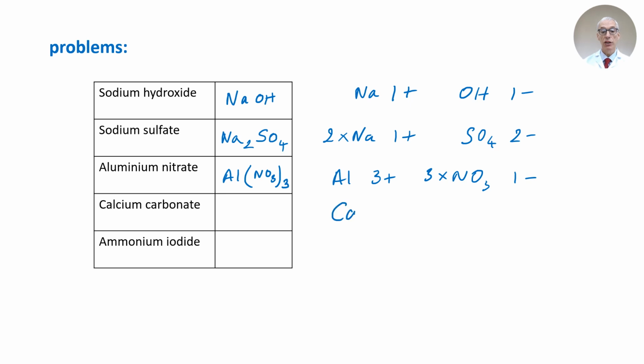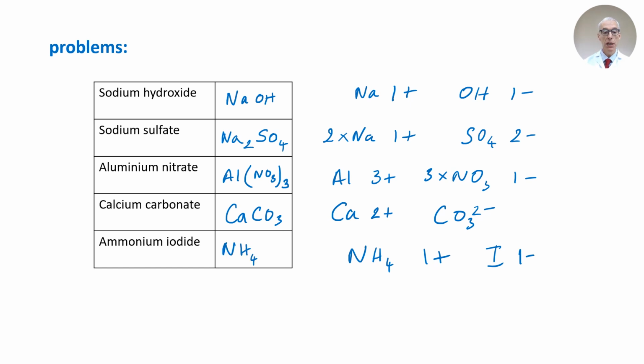Calcium carbonate. Calcium is 2 plus. Carbonate, I have to recall, is CO3 2 minus. That's an easy one: 1 calcium and 1 carbonate. The ion charges sum to 0. Ammonium iodide. Ammonium is the positive molecular ion. Iodide is in group 7, so it's 1 minus. So we have NH4 ammonium, NH4, and 1 iodide.